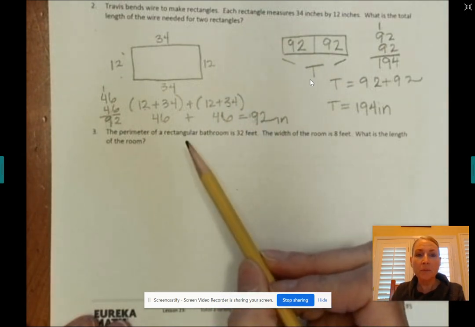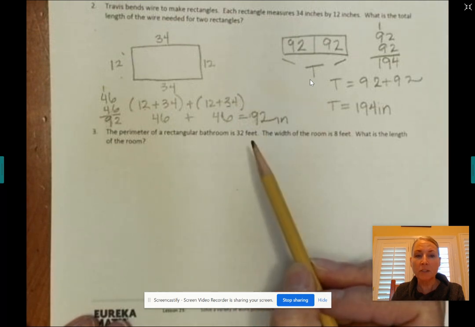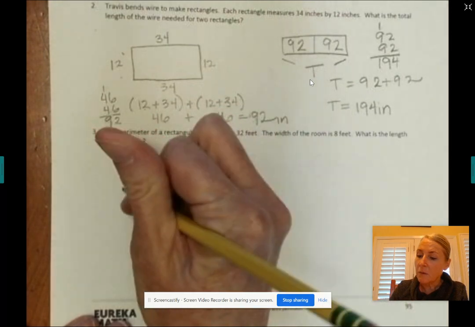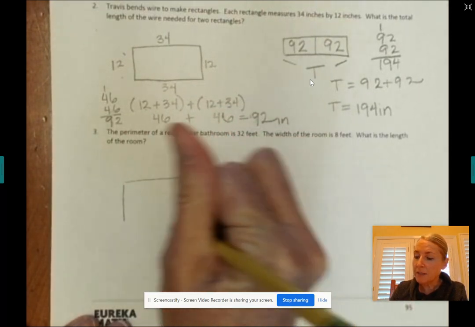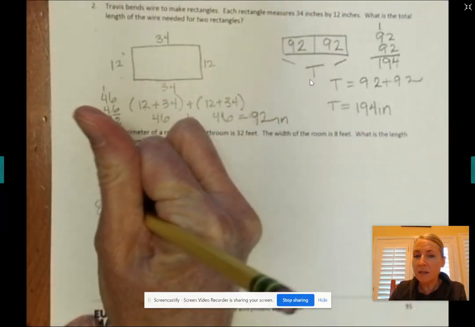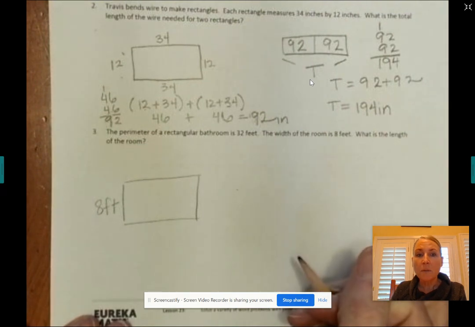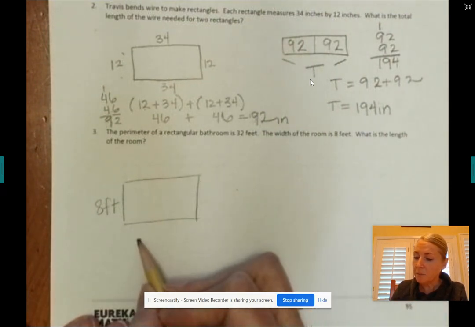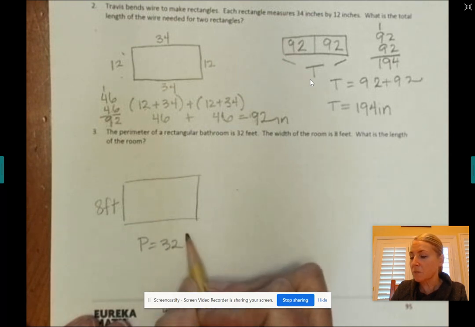The perimeter of a rectangular bathroom is 32 feet. The width of the room is 8. So I know that one of my side lengths is 8 feet. I know my perimeter is 32. Okay, so my perimeter equals 32 feet.